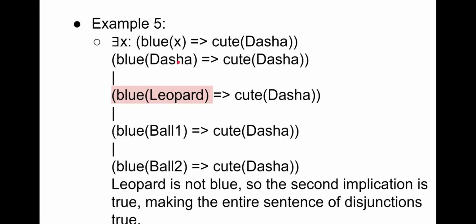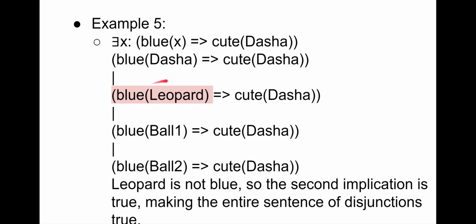Example 5. Now we expand the scope just as we did in example 2. Now the scope of X extends to include cute of Dasha, even though X isn't over here. By pushing the parentheses out, we change the form of the sentence that is grounded, and we have a disjunction of implications just as we did in example 2. And now we're saying if there's something that's blue, then that implies that Dasha is cute. And if there exists one case where this implication is true, then the overall sentence is true.